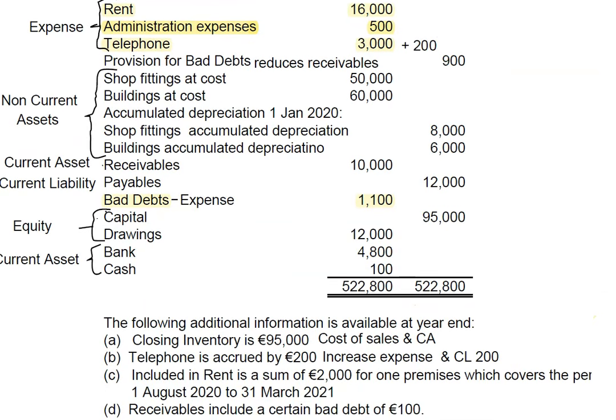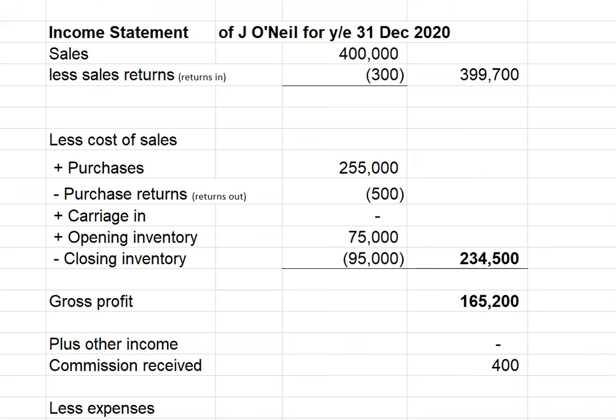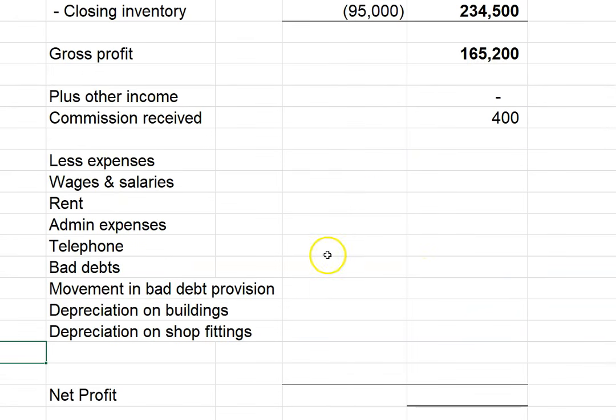So, for example, for telephone, our expense is €3,200. And I might put in a note there to say how I got that working. So just a little brackets there to show the correction, where you got the working.